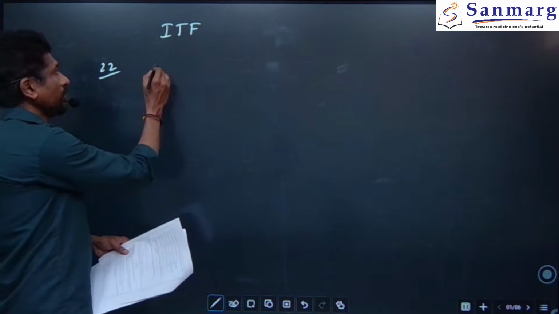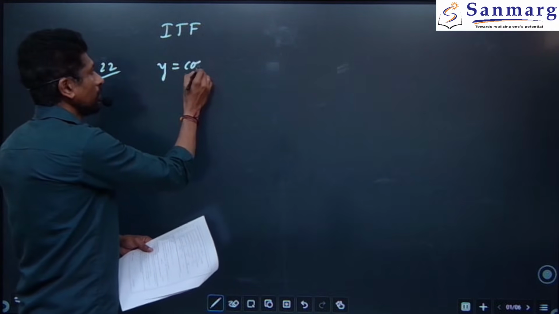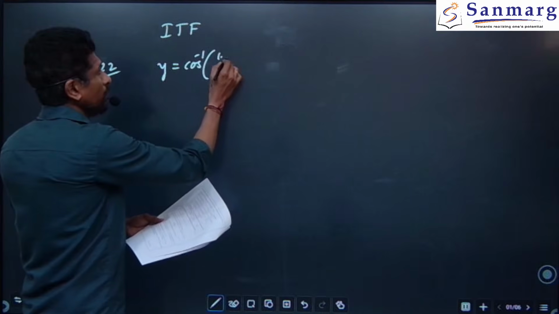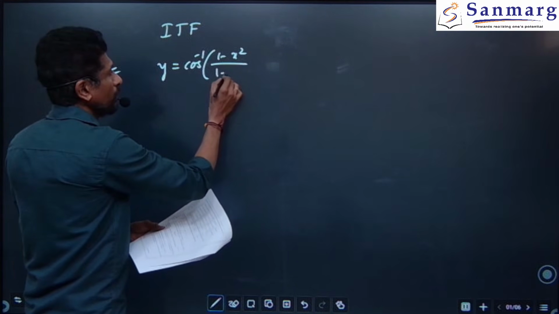Now the function y is cos inverse of (1 minus x square) divided by (1 plus x square).